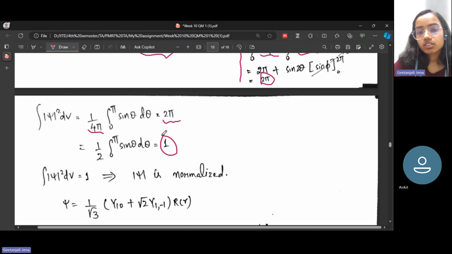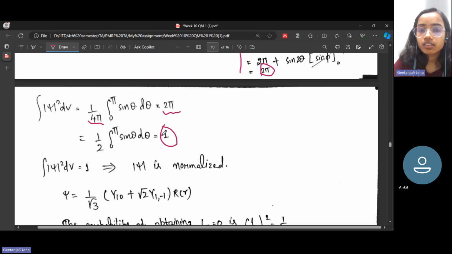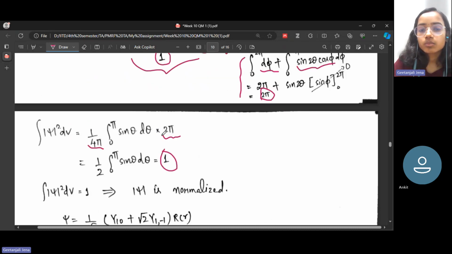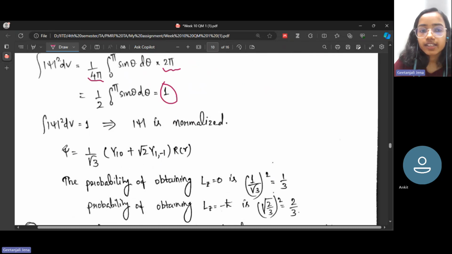So that means the wave function is normalized here. If a wave function is normalized, then the probability can be written as the square of this coefficient. So psi is already given. Psi is 1 by root 3 Y10 plus root 2 Y1 minus 1.